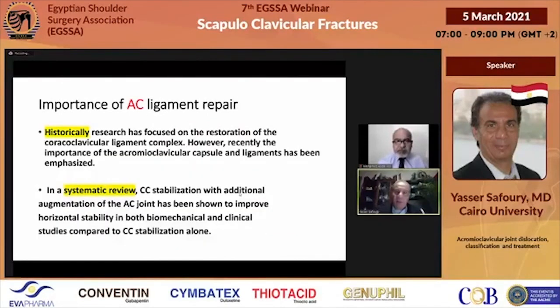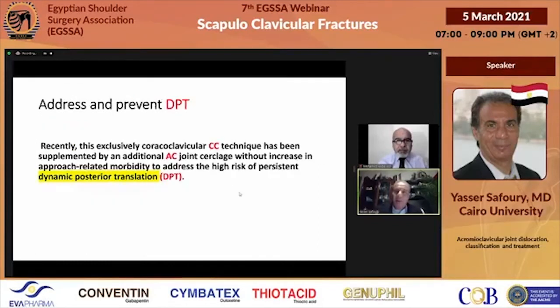But what is important in this treatment is that we should consider treatment of the AC joint ligaments. So historically, most of the researchers were focused on treatment only of the acromioclavicular ligament. But recently, there's a great importance of treatment of the CC ligaments. Also, in a systematic review, they found that there's great improvement in clinical function after repairing the CC ligaments. Therefore, it's important to diagnose the DPT and early treatment of these cases by reduction of the AC joint in both vertical and horizontal planes.